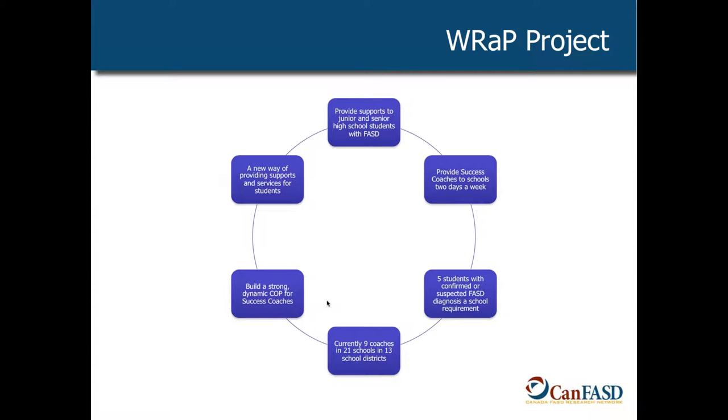The project is to provide, as we look at the circles here, supports to junior and senior high school students with FASD, about 2 days a week of support to each school. For a school to participate or receive a success coach, they need to have a minimum of 5 students with confirmed or suspected FASD diagnoses within their school. So that's the requirement for a school to say we'd like to have a success coach for 2 days a week. Currently, there are 9 coaches in 21 schools in 13 school districts in Alberta.